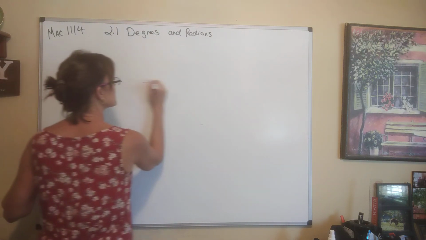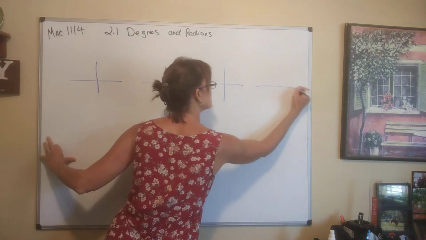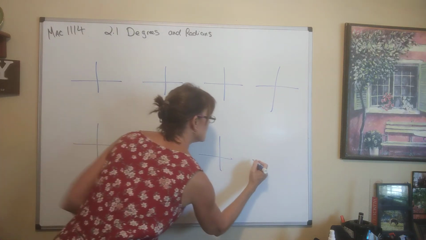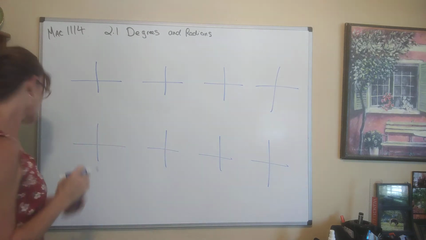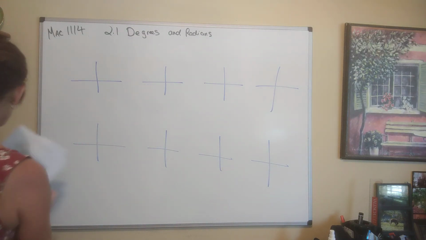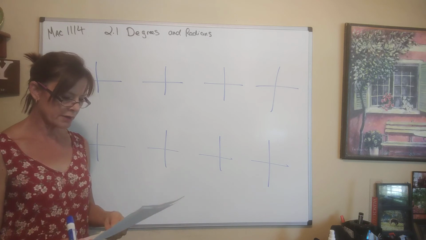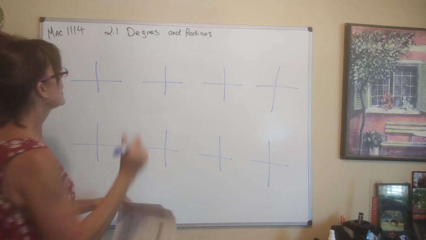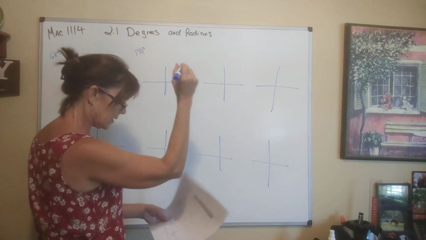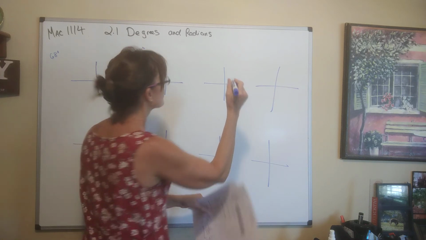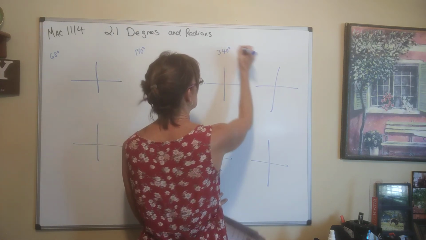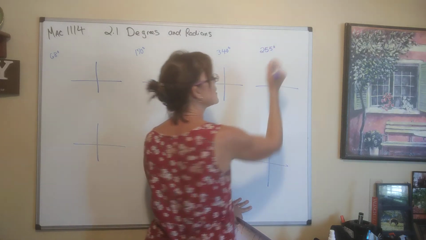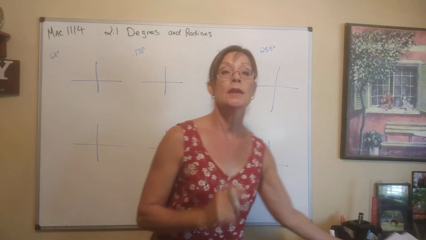Here are the first 4, and here's the second 4. Those are X, Y axes. It says sketch the angle in standard position. The first one I want us to do is 68 degrees. The next one is 170 degrees. The next one is 340 degrees. And the next one is 255 degrees.